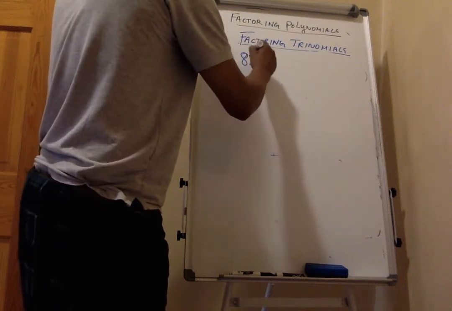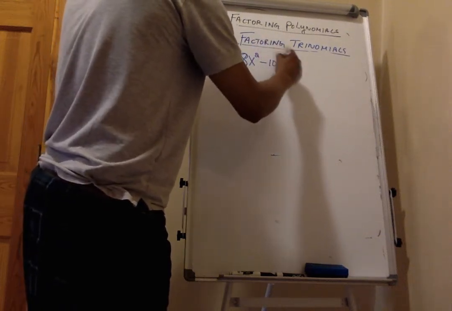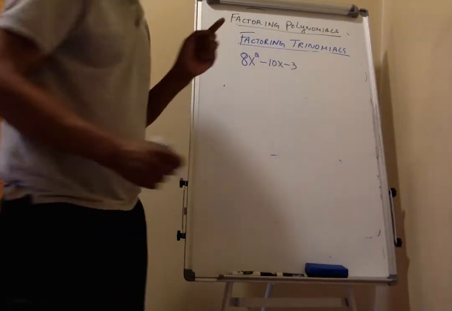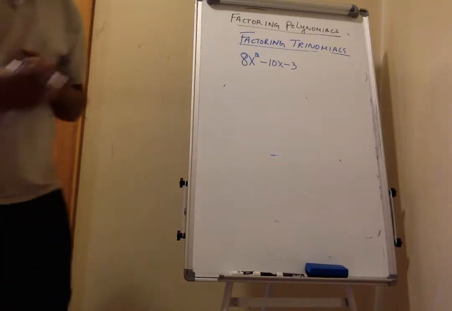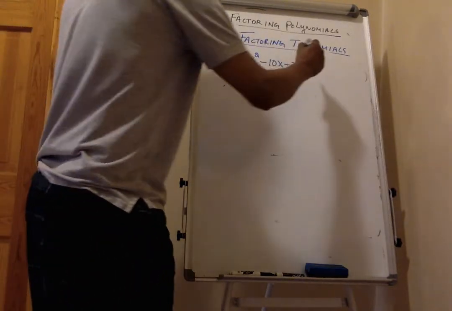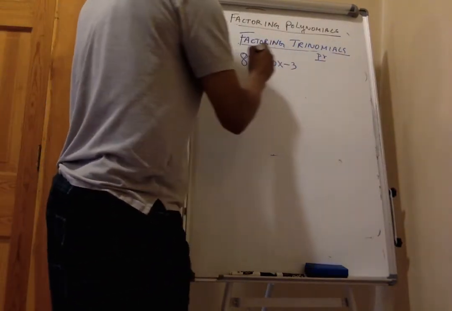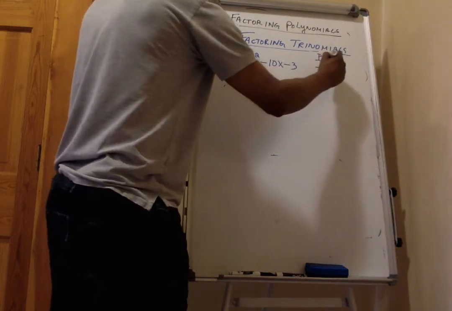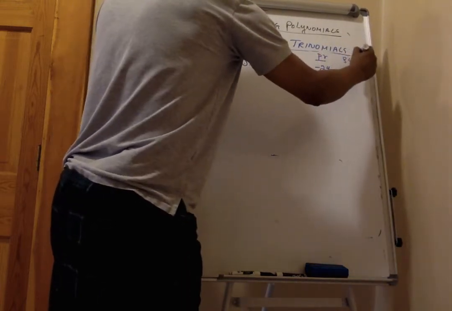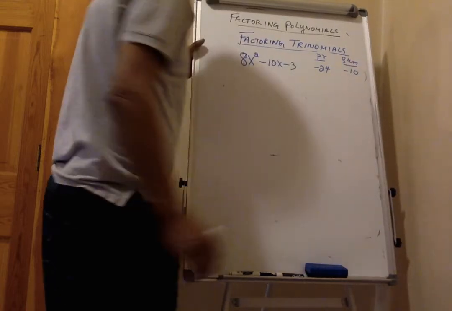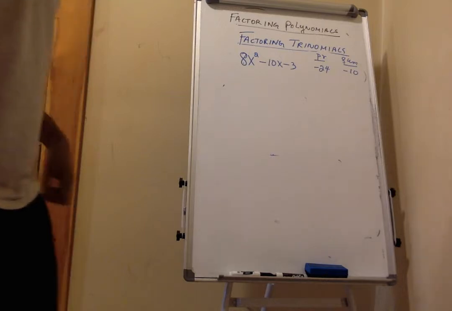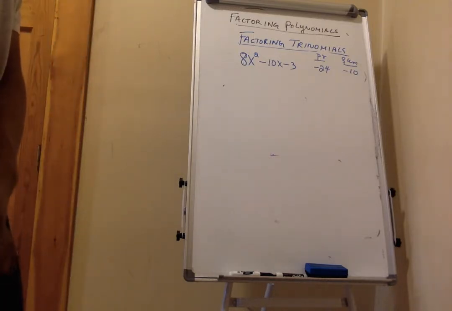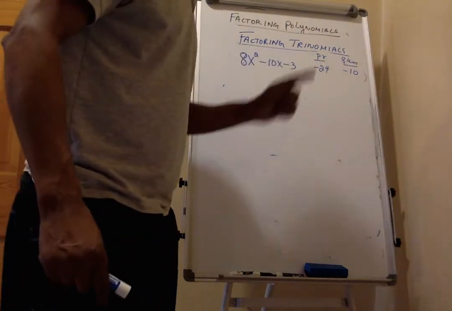So we have 8x squared minus 10x minus 3. Mind you, now the leading coefficient is a number other than 1, right? So the product would be what? 8 times negative 3 is negative 24, and the sum is negative 10, right? So we are going to find 2 numbers. If we multiply, we're going to get negative 24, and if we add, negative 10. Make sure of the signs.